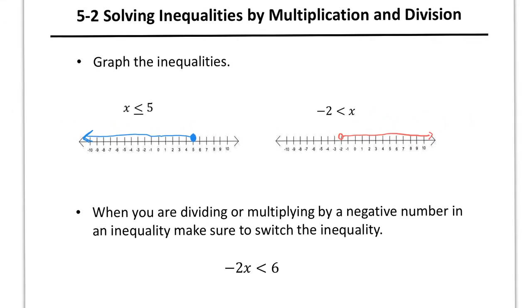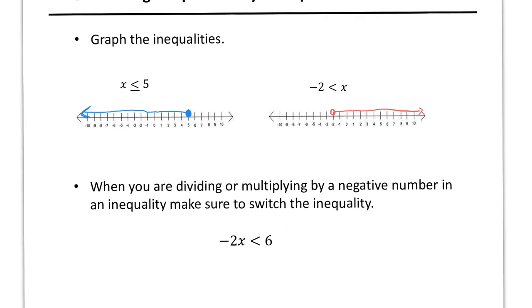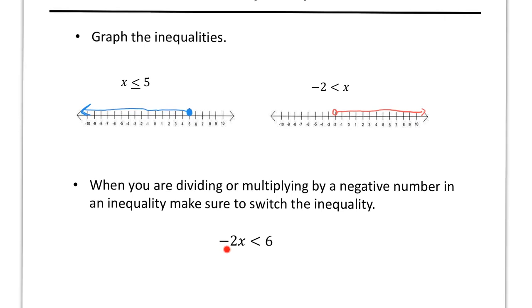But one of the things you also have to know when you are solving and you are multiplying or dividing is the next bullet right here. If you are dividing or multiplying by a negative number when you solve an inequality, make sure to switch the inequality. So I'm going to show you what that means. For example, if you have -2x is less than 6, to solve for x, we're going to have to divide by -2, just like an equation. So I'm going to divide by -2 on this side and by -2 on this side.